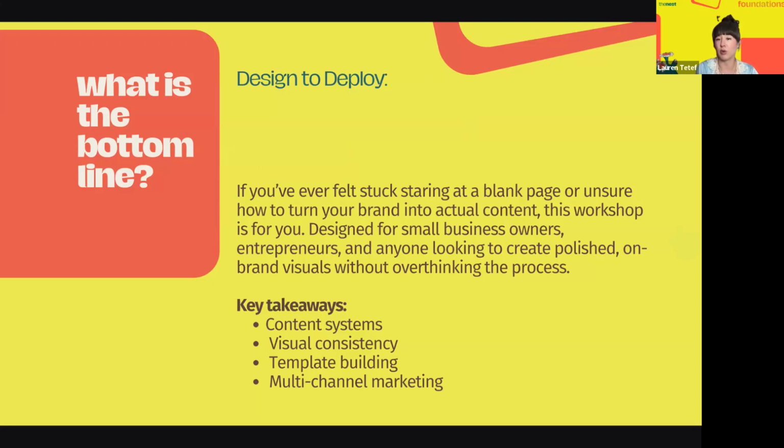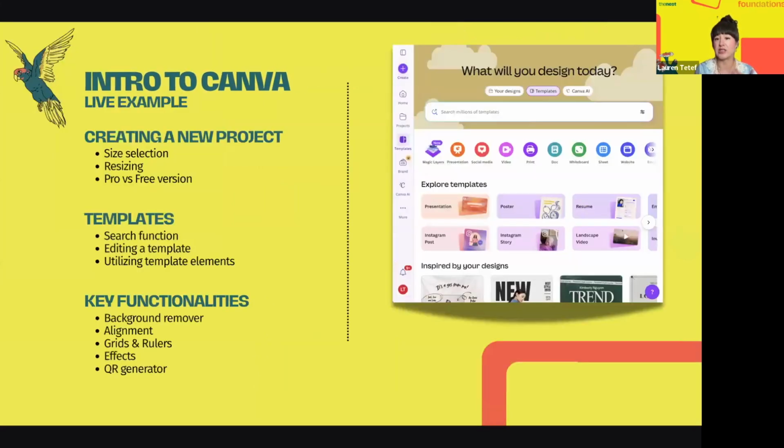I think it's really important to be able to see a program in its full functionality before you start to muddy around in it. It makes it a lot easier to get started. So I'm going to give you a live example. We're going to talk about creating a project from scratch, templates, and then some key functionalities. After that, we'll go through a couple of other activities, and then I'll show you a full campaign from start to finish.